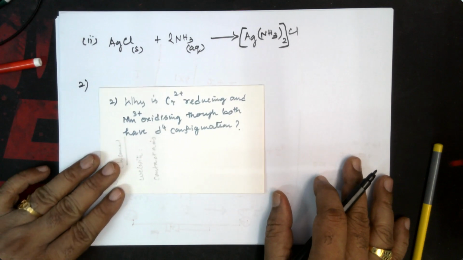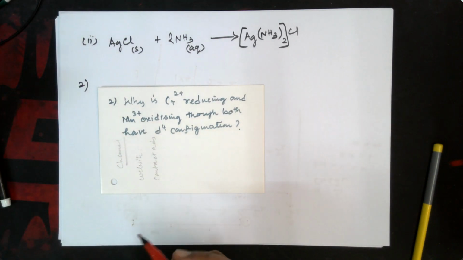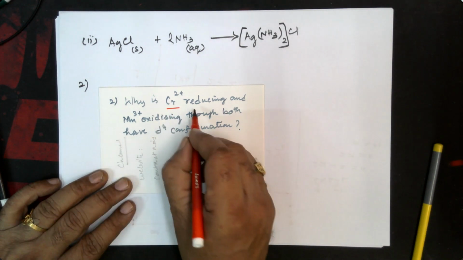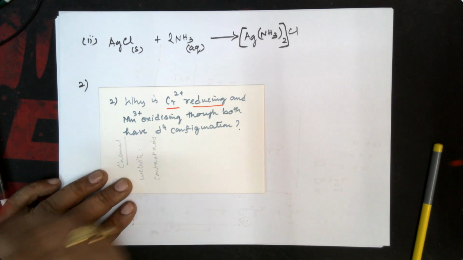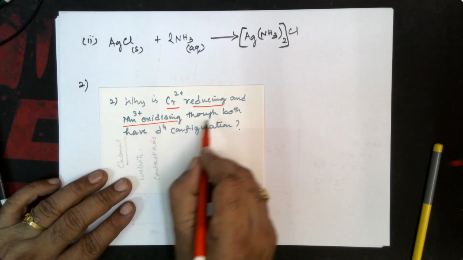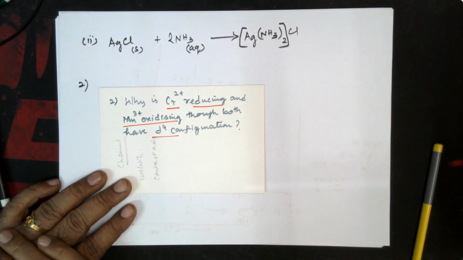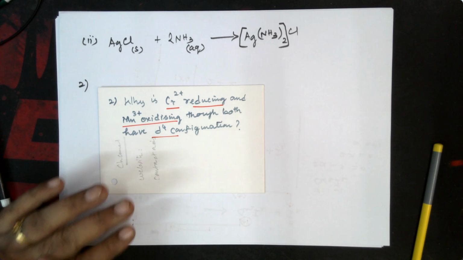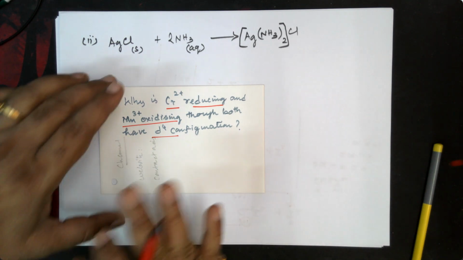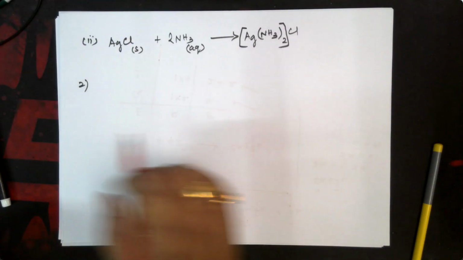Why is chromium 2 plus, Cr2 plus, reducing and Mn3 plus oxidizing? Both of them have D4 configuration. So the point is both of them have D4 configuration. Let us try to find out the configuration. How can we answer this question?